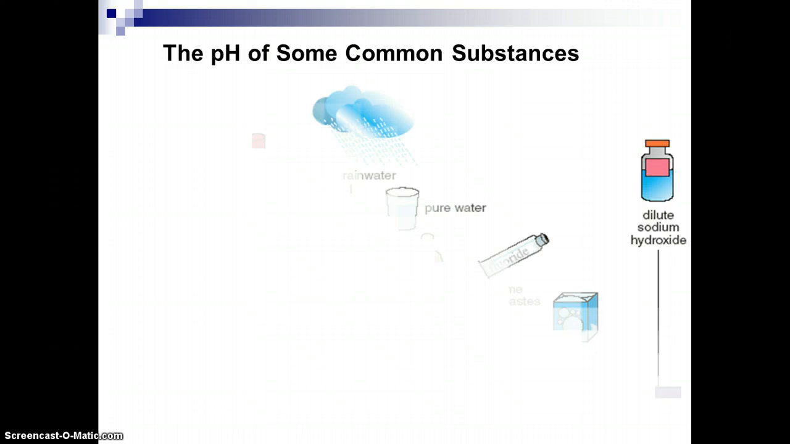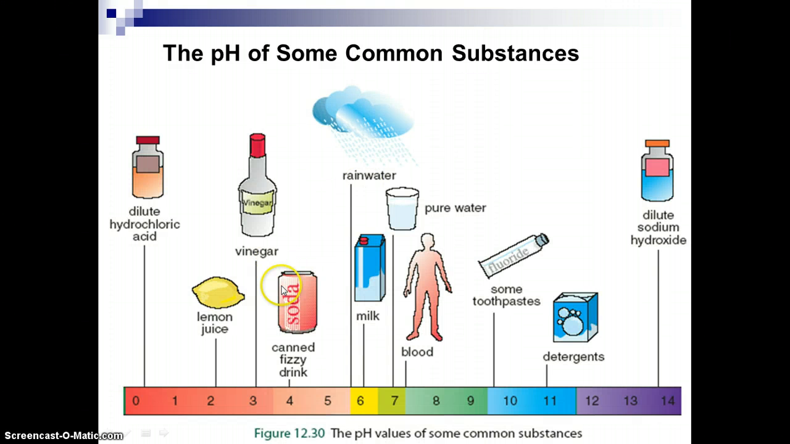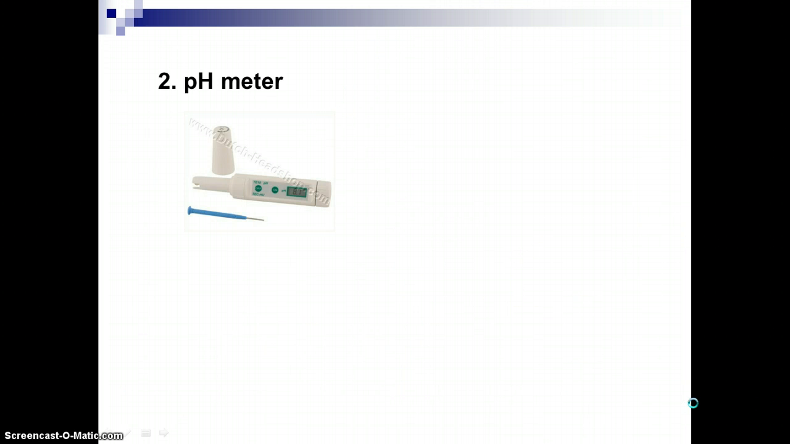Okay, pH of some common substances. Some to highlight: lemon juice is red, strongly acidic, pH 2. Milk is slightly acidic actually, it's pH 6, near to neutral. Sodium hydroxide, which is a very strong alkali, is between 13 and 14.